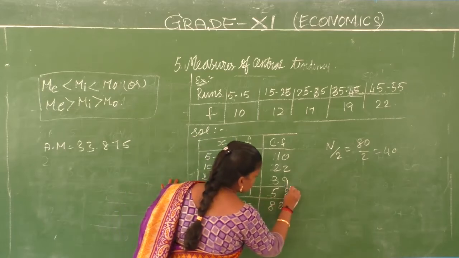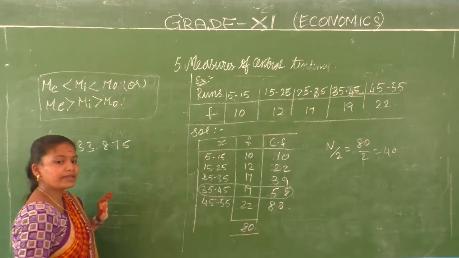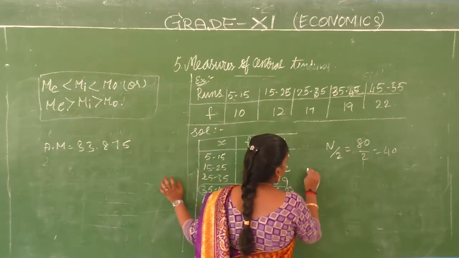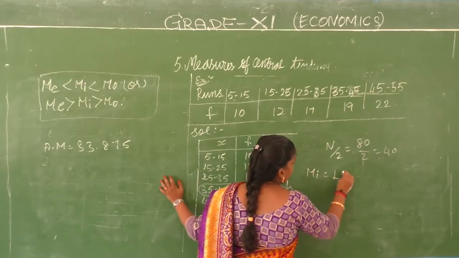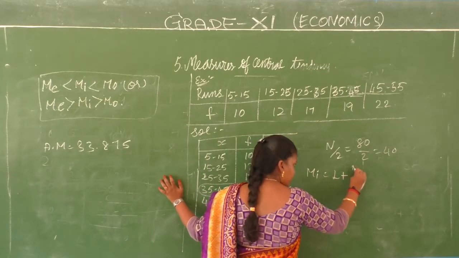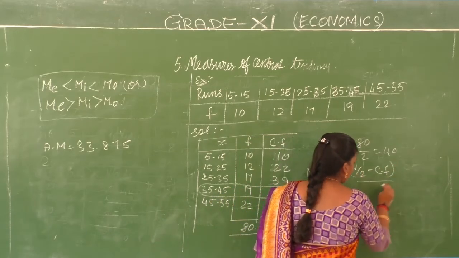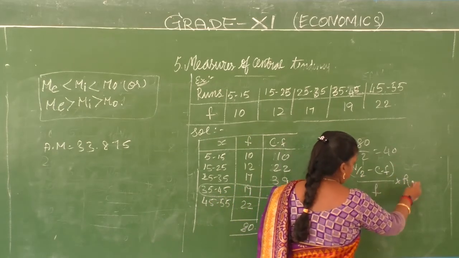So this is your median class. Which is the median class? 35 to 45 is your median class. How do you find your median? L plus (n by 2 minus CF) by F into H.